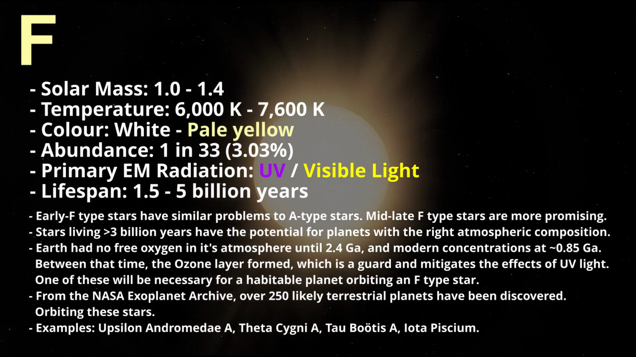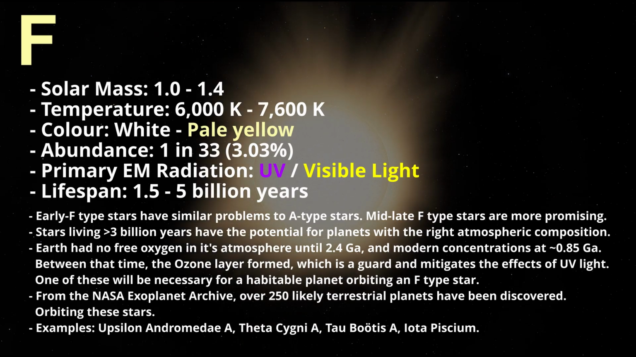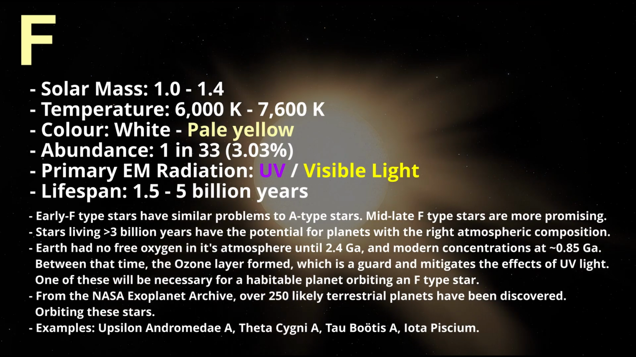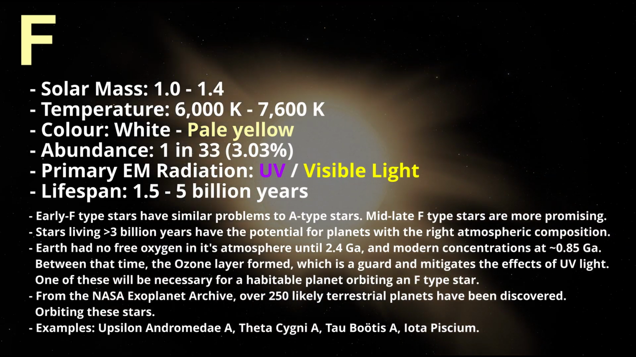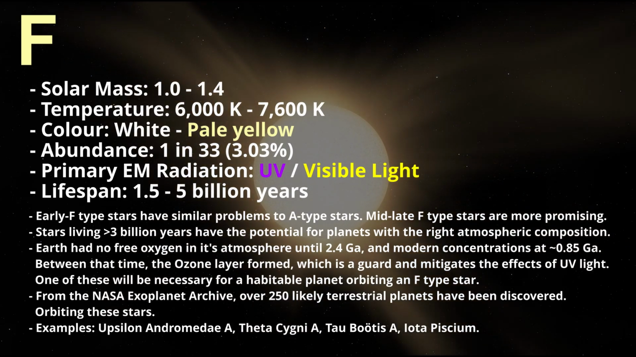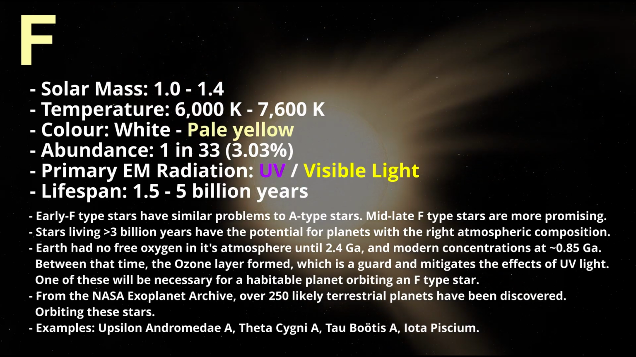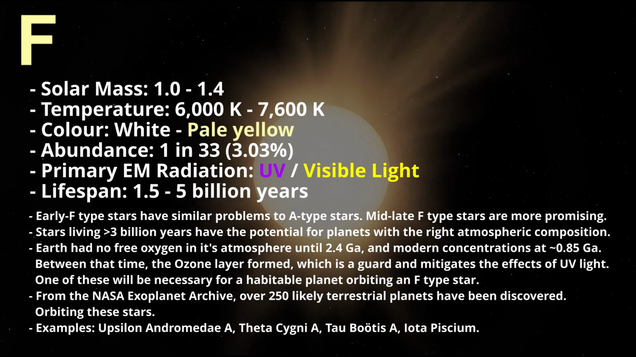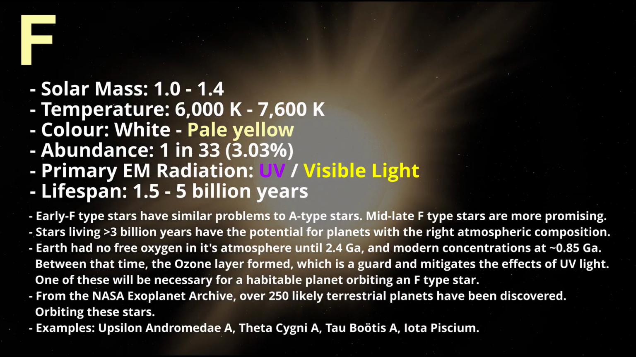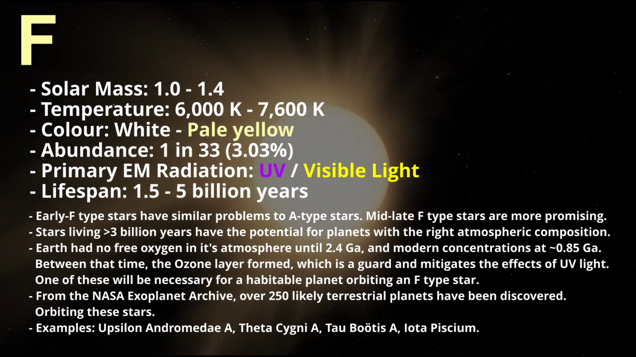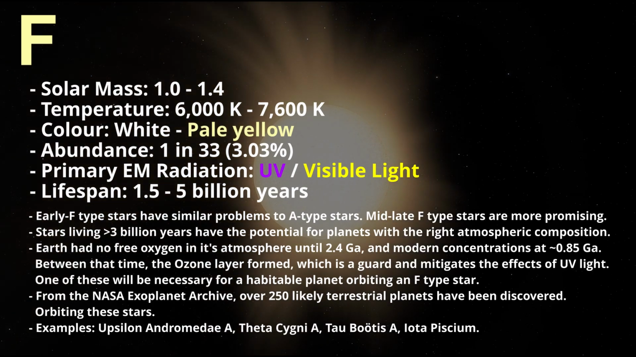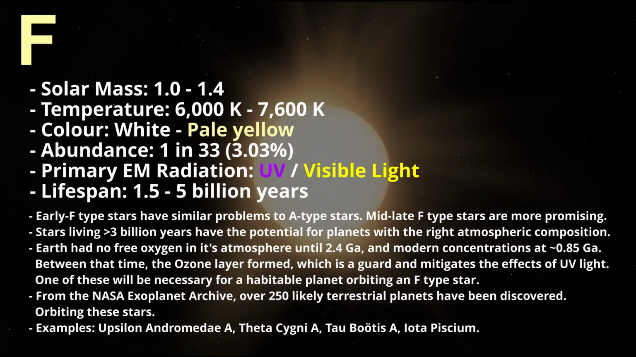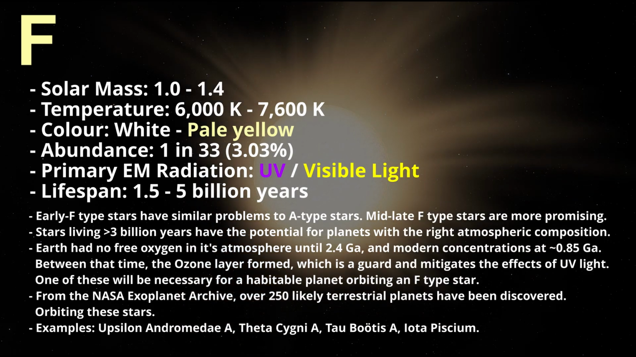F-type stars have solar masses between 1 and 1.4, with surface temperatures between 6,000 and 7,600 Kelvin, shining with the colors pale yellow to white. 1 in 33 stars are type F. They typically last for periods of between 2 and 5 billion years, depending on their mass and temperature. They do drift far enough away from stellar nurseries to be away from the dangerous supernovae, unlike the previous classes.